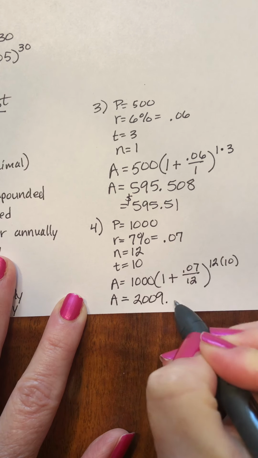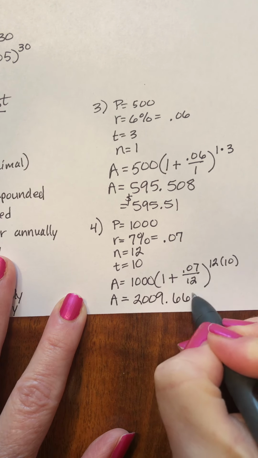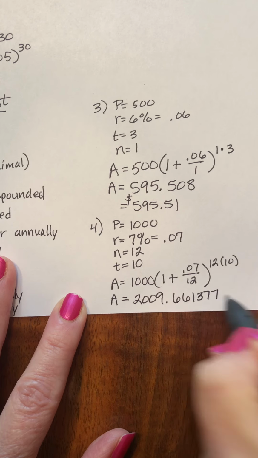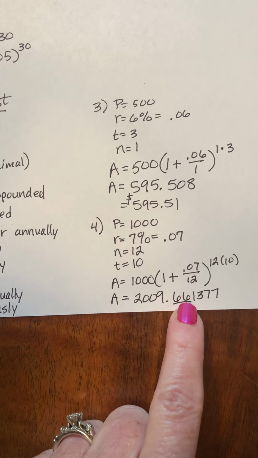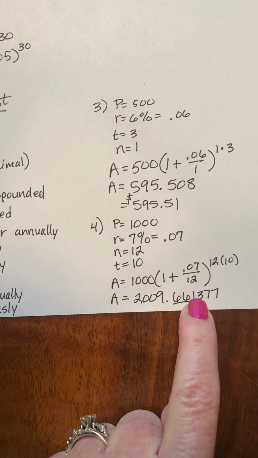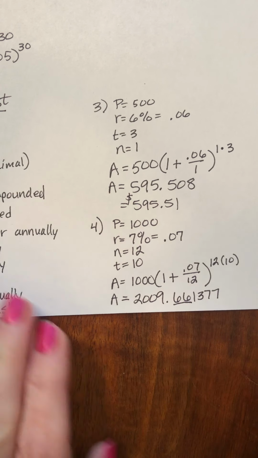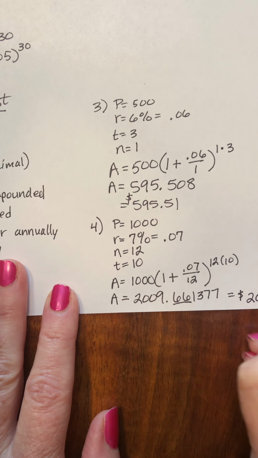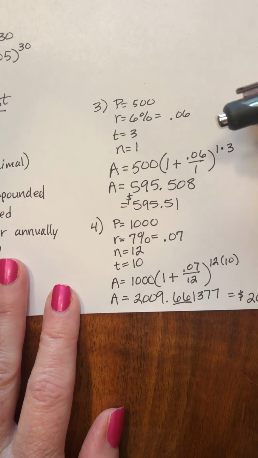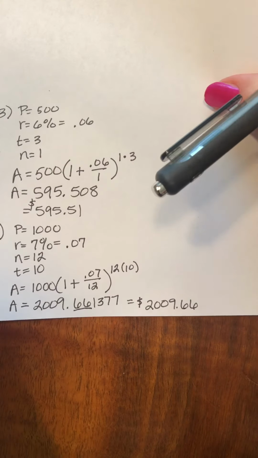$2,009, and then I see 661377. So I need to go to the nearest hundredth. Remember, we're talking about money. So this 1 tells me leave 6 alone. And so your actual answer is going to be $2,009.66. Let me move that over so you can actually see it.